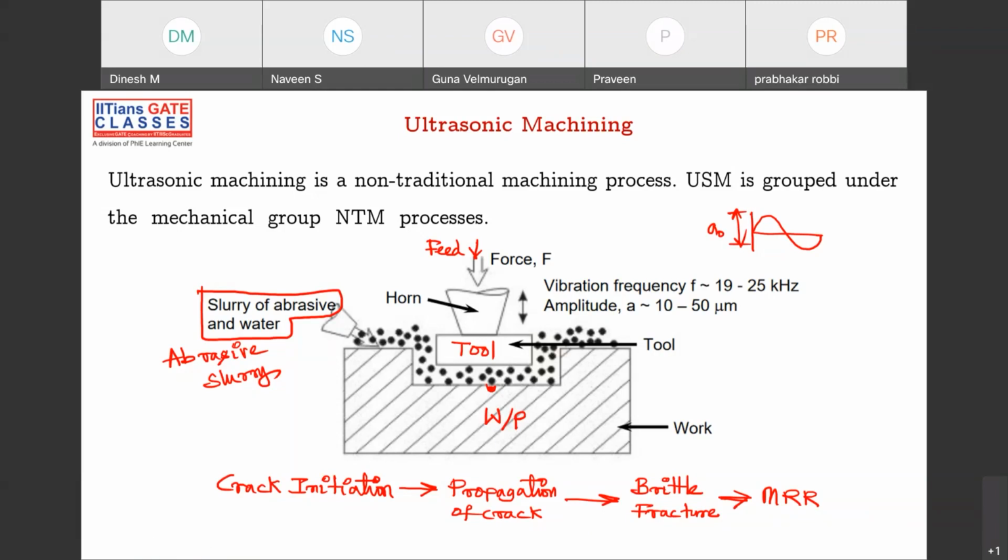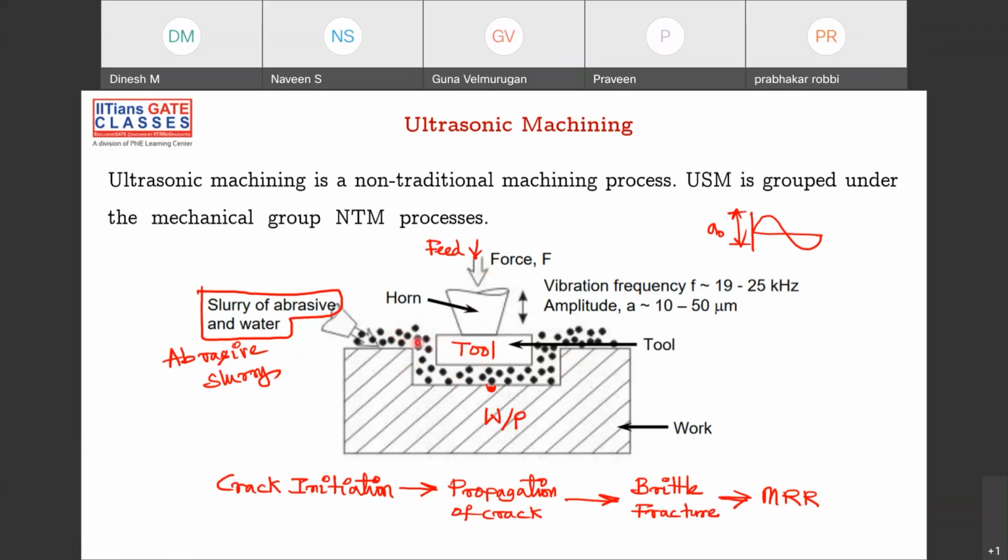ultrasonic machining. What is ultrasonic? Here we are using vibrations. Mechanical vibrations are created, and because of those mechanical vibrations, material removal happens. Let's see what is happening. The workpiece is this, and this is the tool.